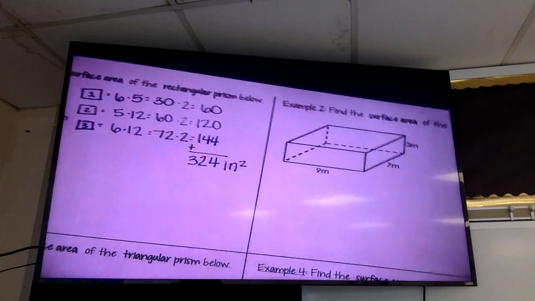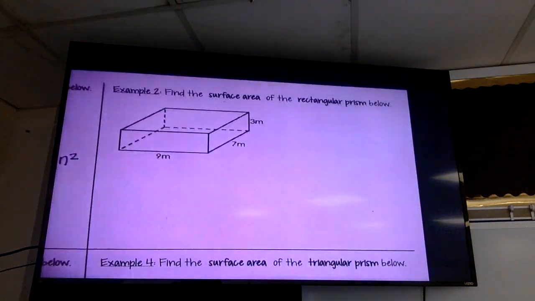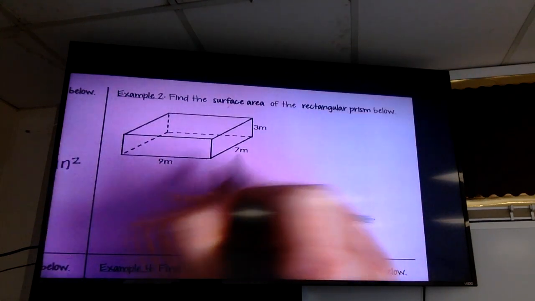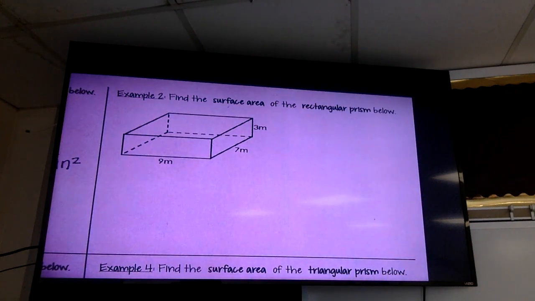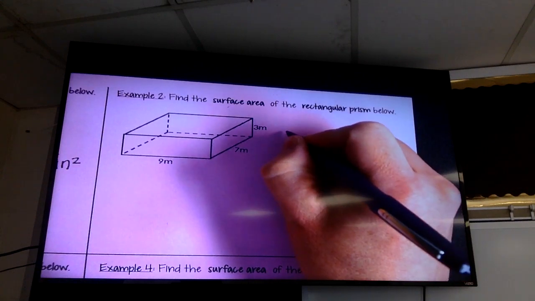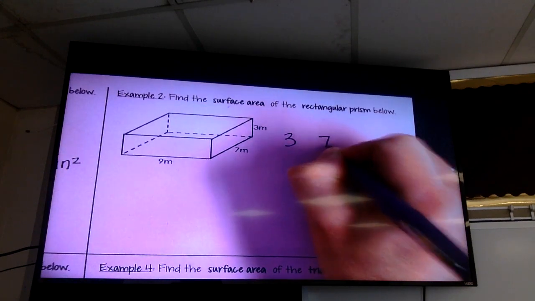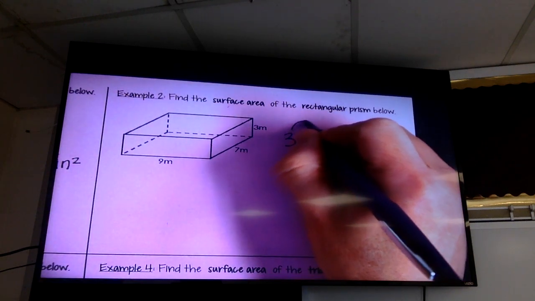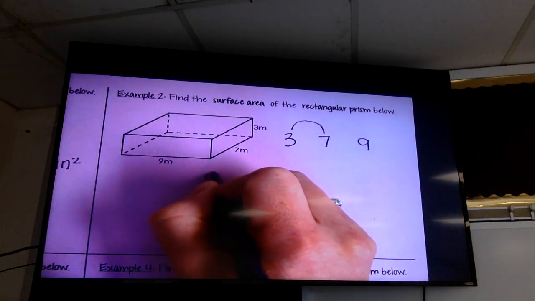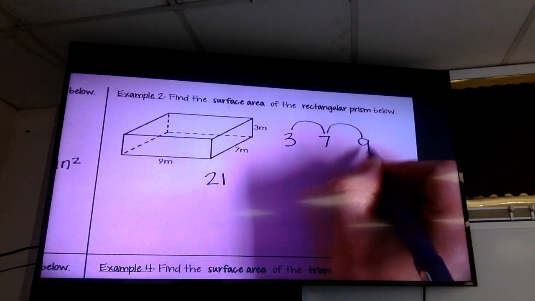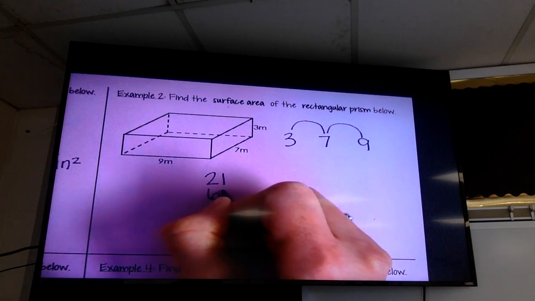Okay, so let's try this one. There's another method that I used to teach when I taught 6th grade, and it's called the smiley face method. How it works is you take your 3 measures on your rectangular prism, and this method only works for rectangular prisms. You can write them in any order. So I'm going to say 3, 7, 9. It works like this. I'm going to say 3 times 7, I'm going to write it down, 21. 7 times 9 is 63.